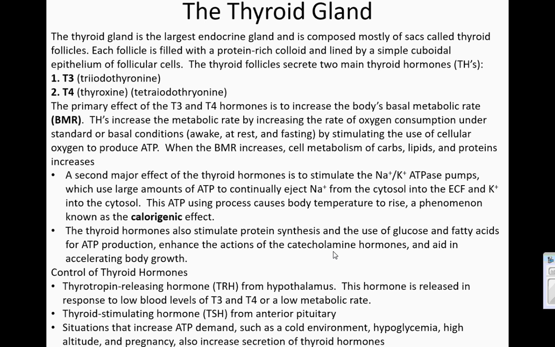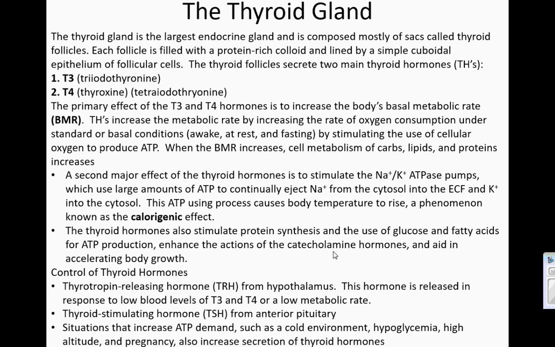Other things that T3 and T4 do: protein synthesis, use of glucose and fatty acids for ATP production, enhance the action of the catecholamine hormones, which we'll talk about. That's epi and norepi, and then helps with body growth. Okay. Stimulus for secretion relates to the brain, with the thyrotropin releasing hormone from the hypothalamus. That then tells the anterior pituitary to release thyroid stimulating hormone.